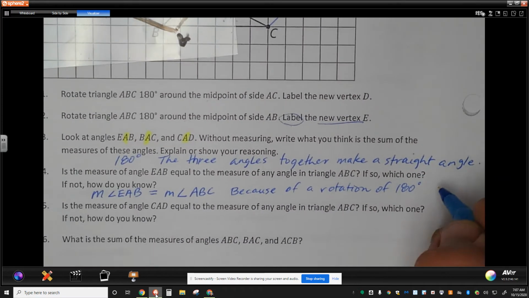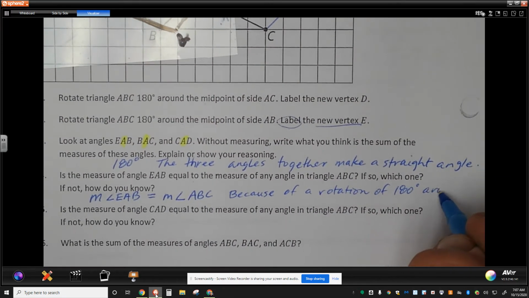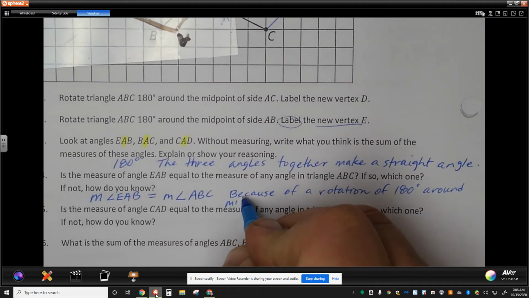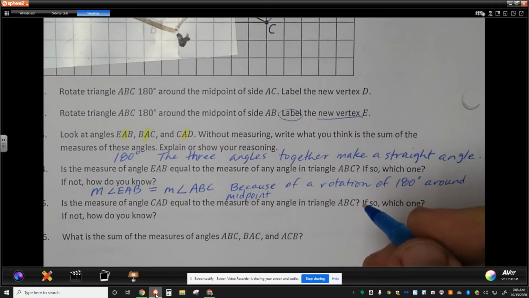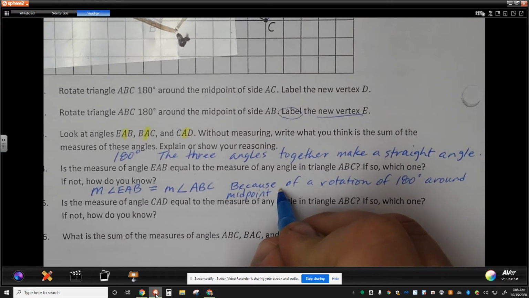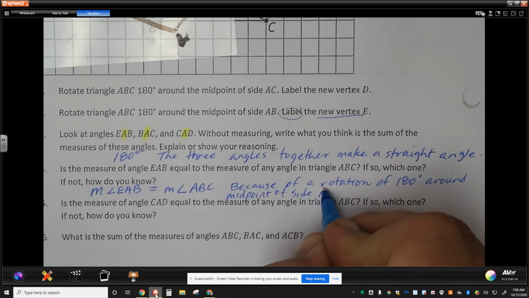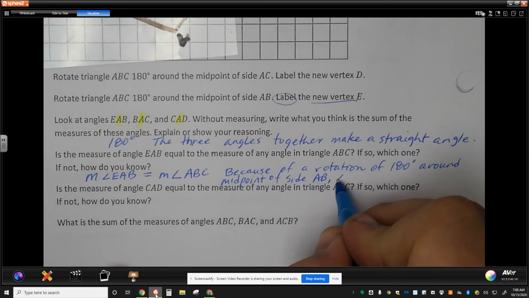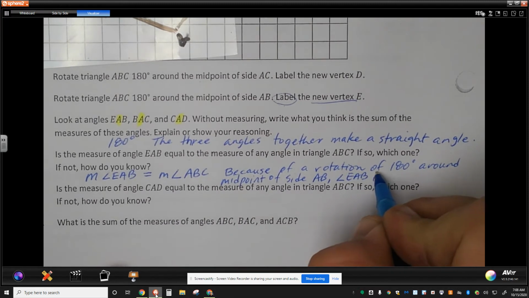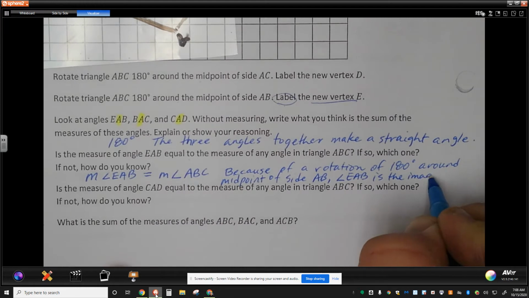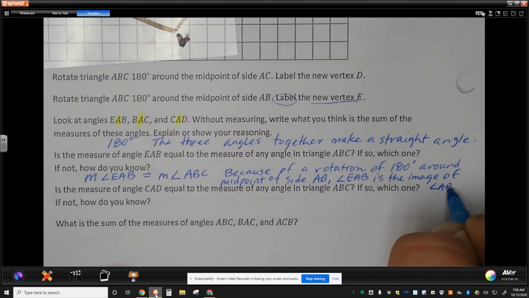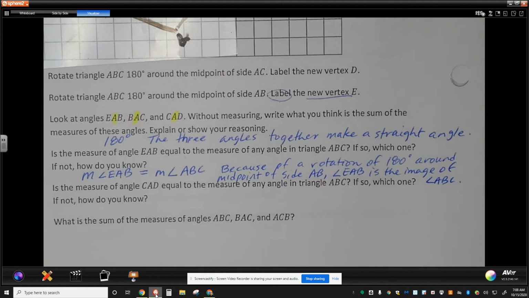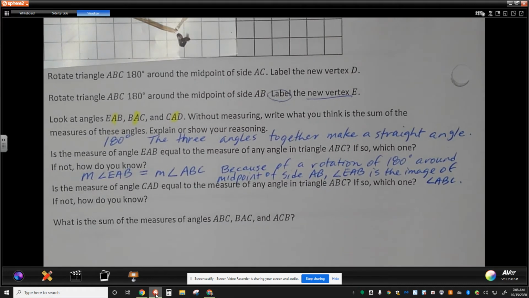Because of a rotation of 180 degrees around midpoint of side AB, angle EAB is the image of angle ABC. So since that rotation happened, angle EAB was created by the same relationship as angle ABC.